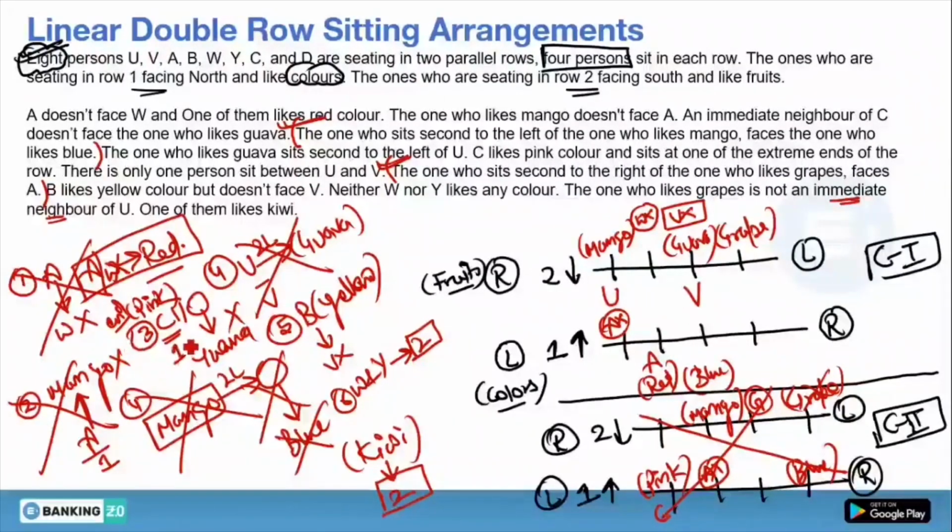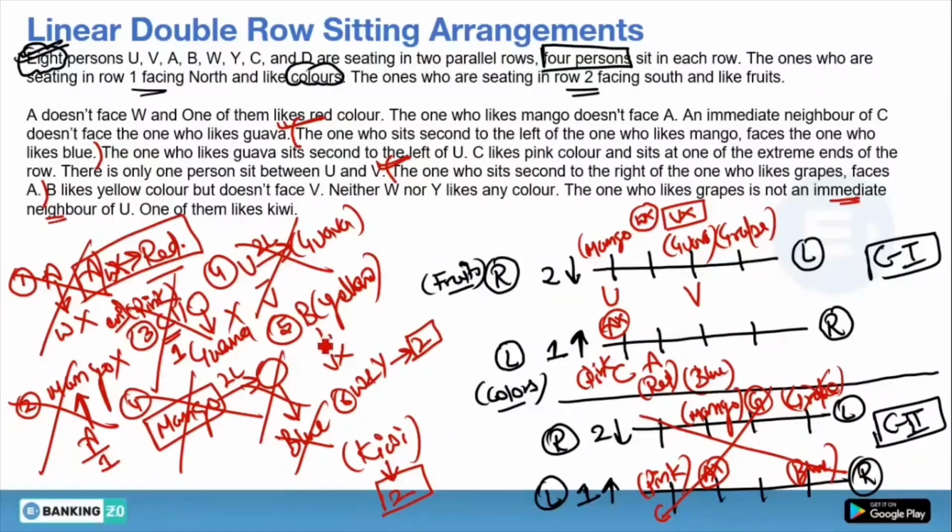Now from hint number 3, we know that C is sitting at the end and C's immediate neighbor is not facing guava. Okay. If I assume C on the right hand, the immediate neighbor will be the one who likes blue and this guy is facing guava. This hint we cannot plot here because it is restricted. Now we can put this hint over here that C will come here only and he likes pink color and the immediate neighbor of C will be A and he is not facing the guava. Okay. So this hint we have completely used. We will cross it.